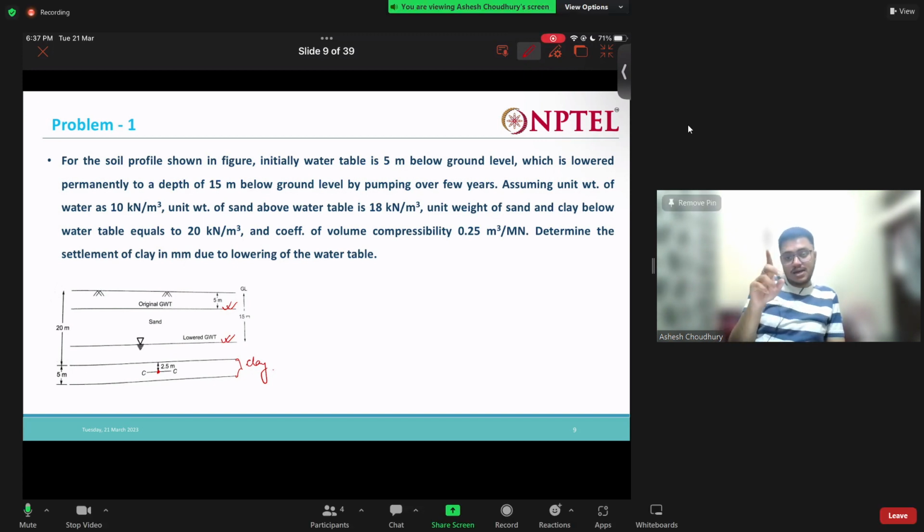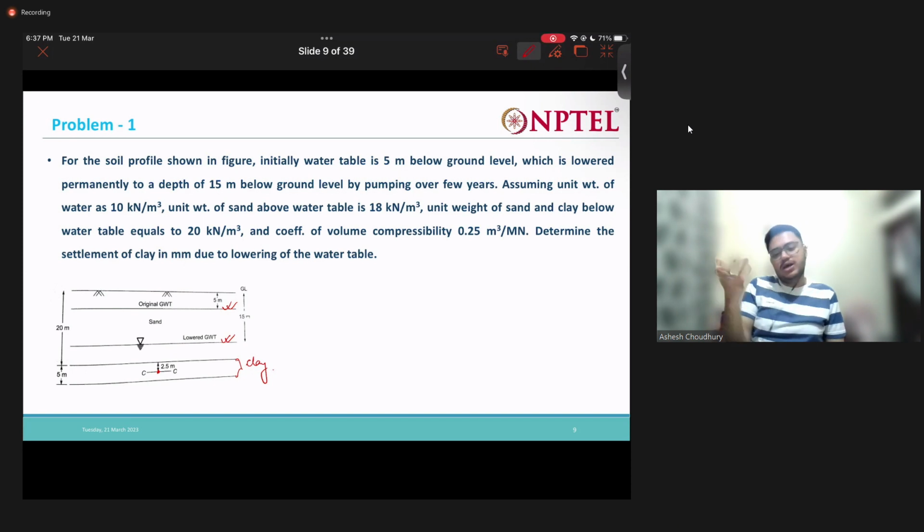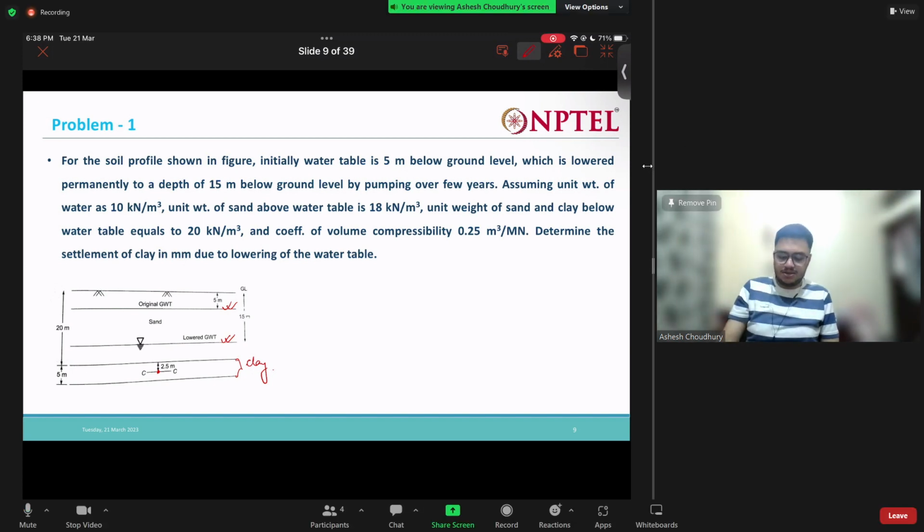I'm asking about this one. Pore water pressure will reduce, right? So what will happen to the effective stress? Yes, it will increase. So due to the lowering of the water table, our effective stress will increase. Initially there was some effective stress, and due to the lowering it will increase. Due to this increase in effective stress, there will be some consolidation settlement in the clay layer. So we are being asked to find that consolidation settlement.